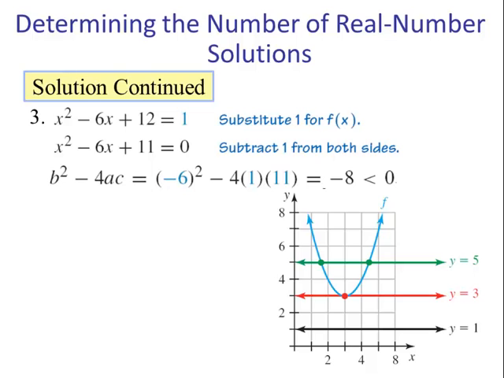Let's look at all three. So for number 1, we did 5. There were 2 points of intersection. When y was equal to 3, there was 1. And when y was equal to 1, there were no points of intersection.